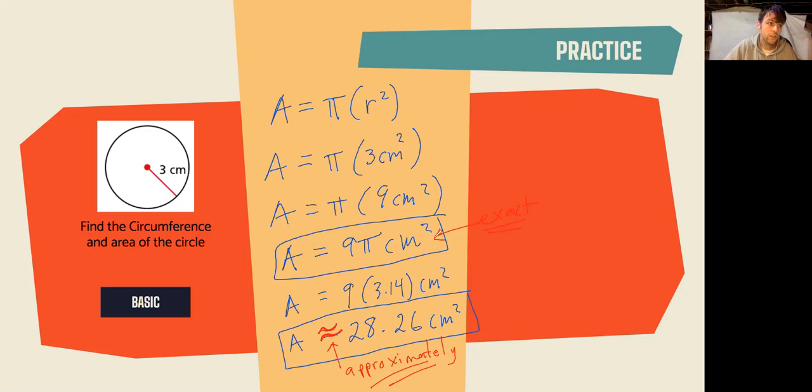So recap, make sure you know how to leave answers in terms of pi, and make sure you know how to use a decimal version of pi to get an answer. The problem should tell you, but if it doesn't, your choice.